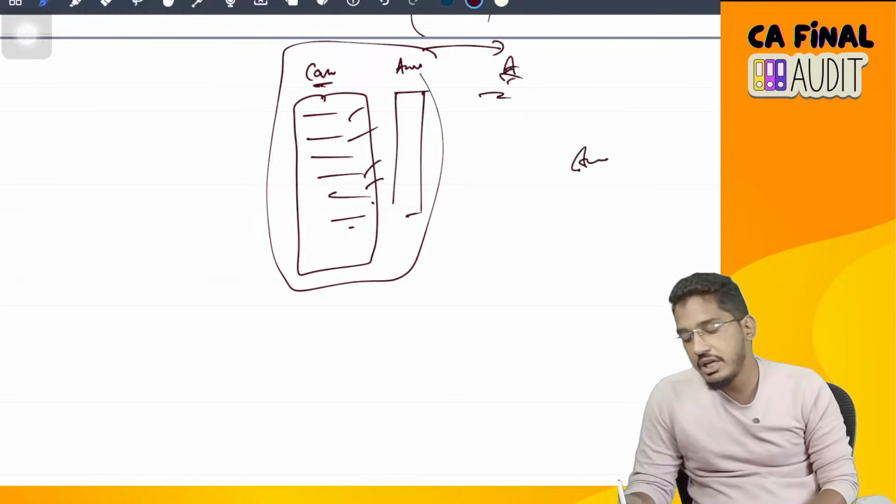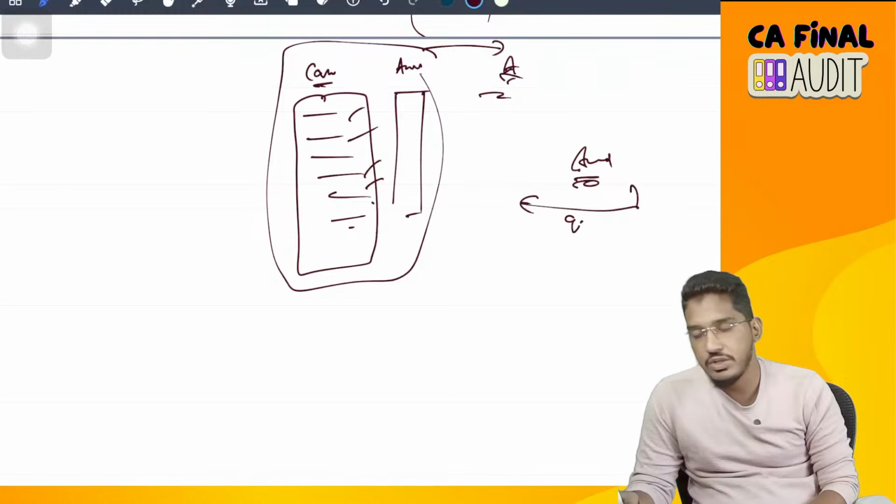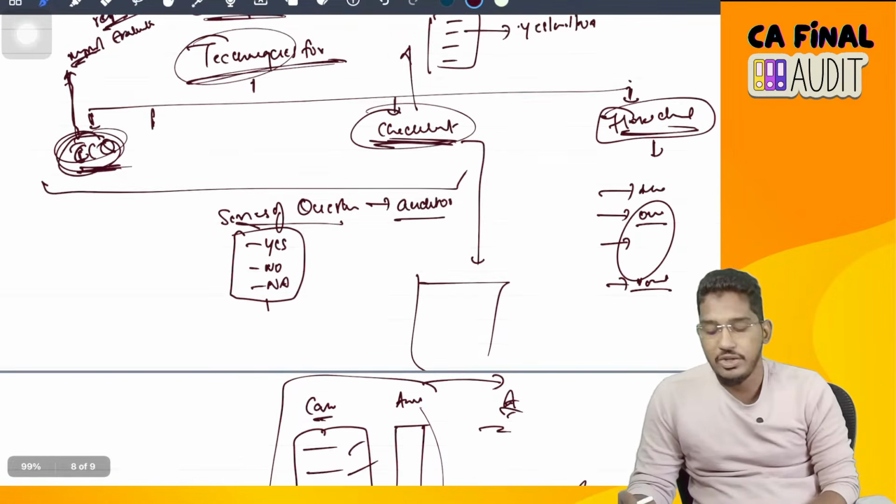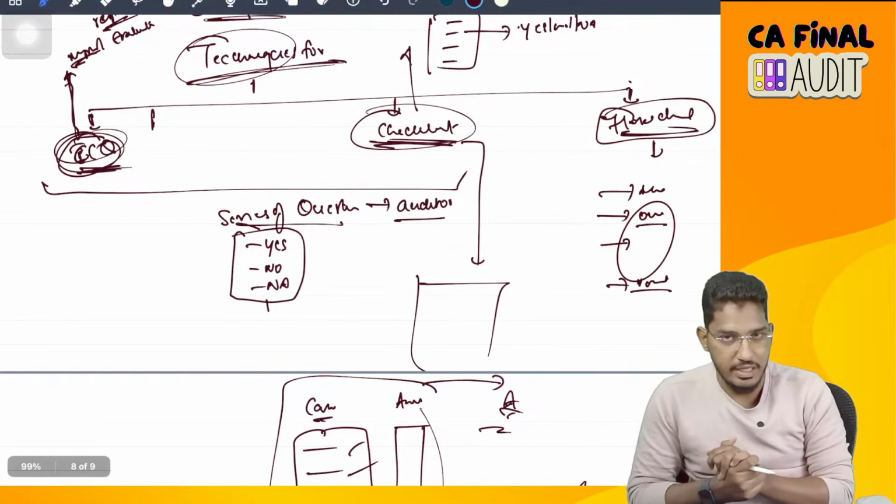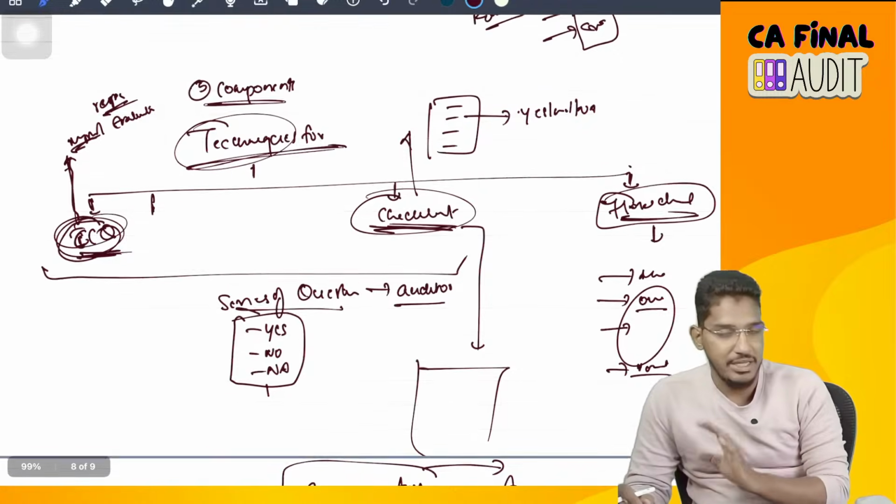Whatever it is, my audit team will go to that concerned area, verify the aspects of internal control, get the answers to the questions and give those answers to me, and depending on those answers, I will evaluate whether the controls are working effectively or not. So that is what is happening in the checklist.